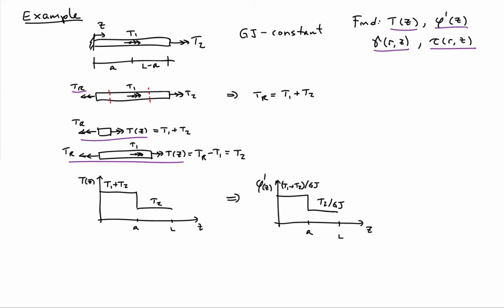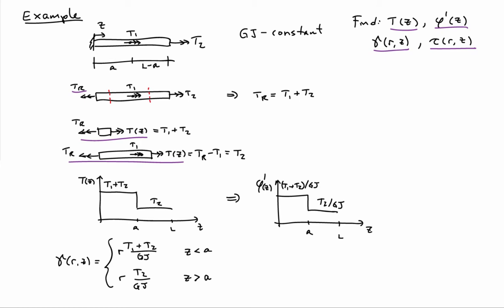Knowing that, I can quickly draw a graph of the twist rate, because the twist rate is going to be the torque divided by GJ. So I'll have a stepwise function, looks exactly the same, it's just that the values are now going to be the torques that I had before divided by GJ. Knowing the twist rate, I know what the shear strains are. The shear strains are always R times the twist rate.